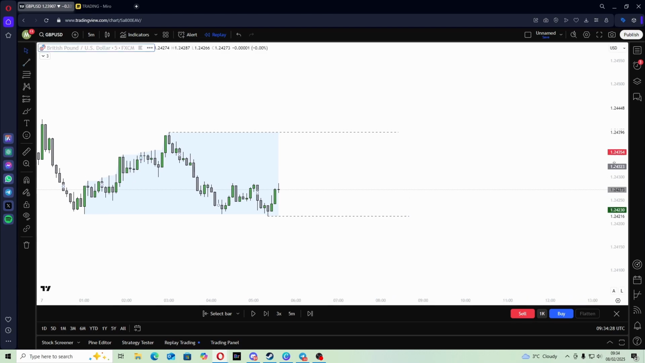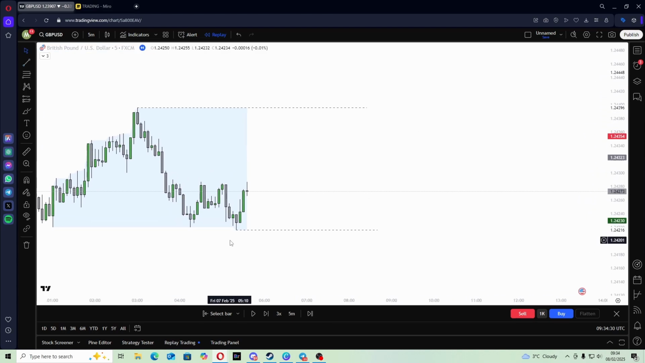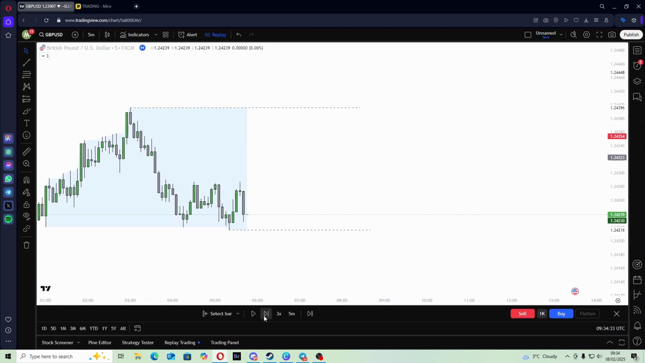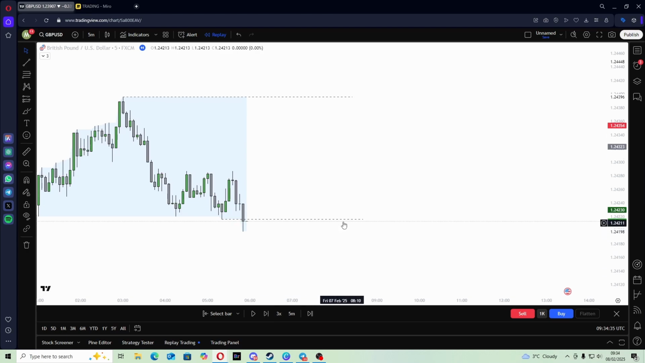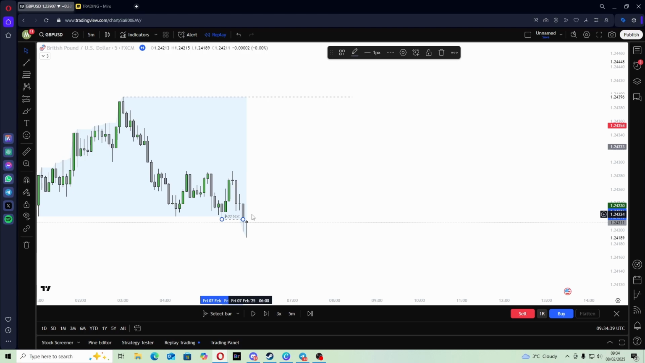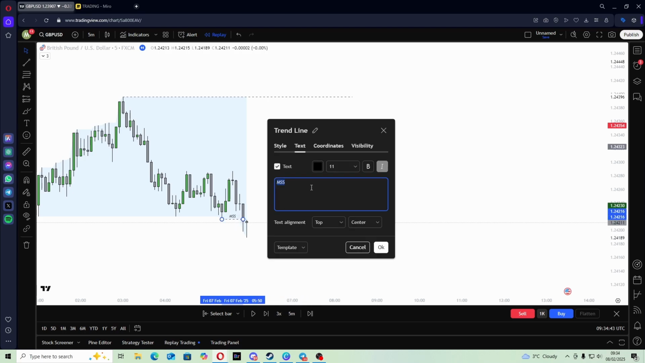Once you get the highs and the lows, all you've got to do now is figure out which side gets mitigated. So you play price forward, you let it play, and you can see the lows have completely been swept. So now what we need to do is aim to take the trade towards the upside, okay? This is the market structure shift right here. This is the liquidity sweep right here.